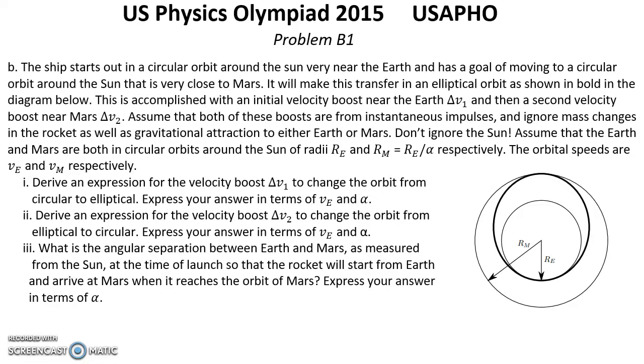Third question. What is the angular separation between Earth and Mars as measured from the Sun at the time of launch, so that the rocket will start from Earth and arrive at Mars when it reaches the orbit of Mars. Express your answer in terms of alpha.